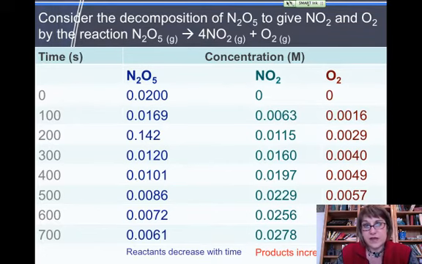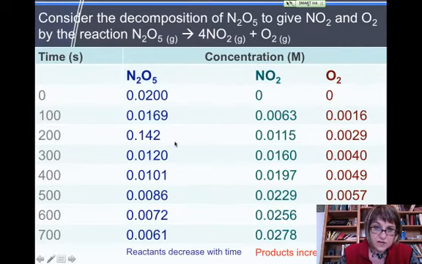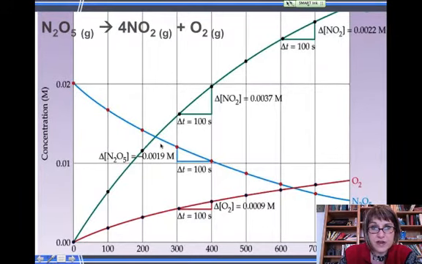So here's the decomposition of dinitrogen pentoxide to give nitrogen dioxide and oxygen. We can collect measurements of each concentration as time progresses. For 700 seconds, we have the data to show the molar concentration of the reactants, which are decreasing over time, and the products, which of course increase from 0 to their equilibrium concentration. Here's a graph to show what those concentrations are.